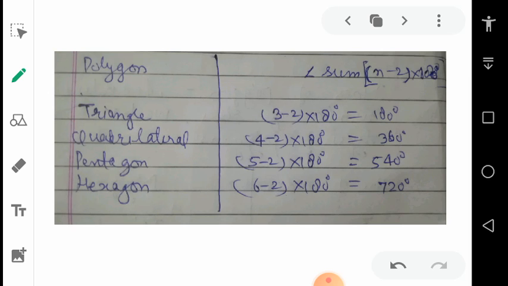Here, on the left hand side there are polygons, and on the right hand side we are calculating the sum of all interior angles.